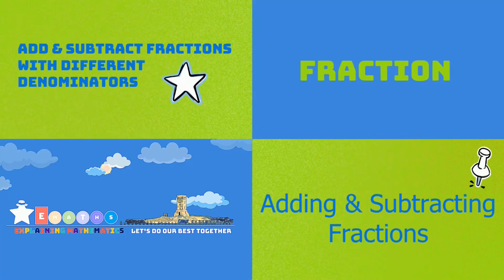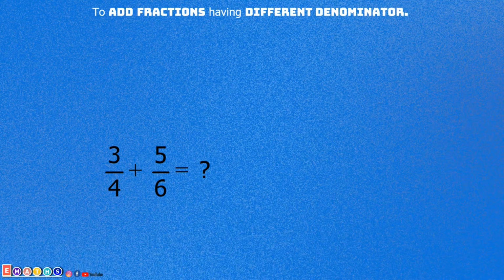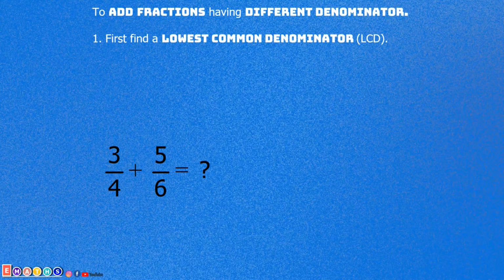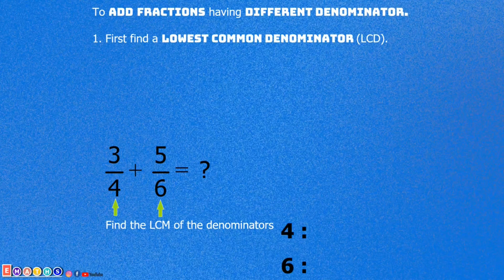We will now add and subtract fractions with different denominators. To add fractions with different denominators, first we find a lowest common denominator. We will find the lowest common denominator. The first fraction's denominator is 4, and our second fraction's denominator is 6.